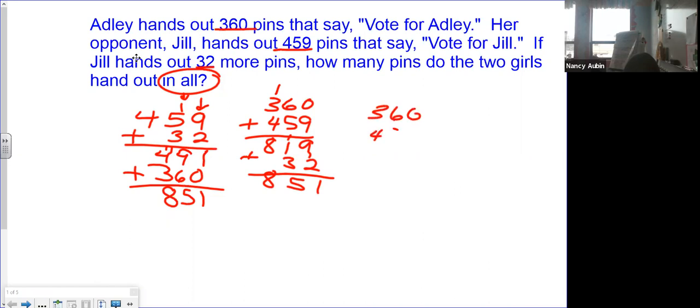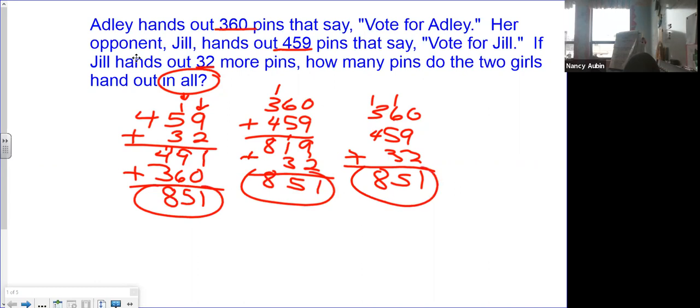Did anyone do it this way? 360 plus 459 plus 32? Line them all up and do it? Sunny, did you do it that way? No? Oh, Abby did. Yeah. Haley did. Haley, you did it that way too? And you did it, Madison? So then you'd still get 11, 12, 13, 14, 15. Does it still work? Yes. Look at that. All 3 different ways, but they all have the same answer.